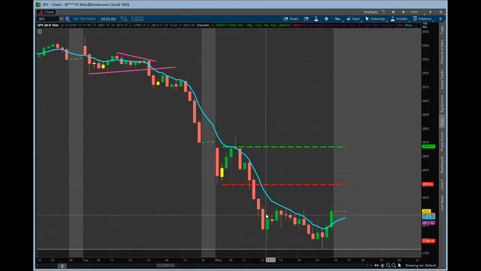Just a great move. It looked like it might have kept going, but they kept on trying to squeeze out anybody who kept on trying to short later in the day, right? So we kept on getting these down moves, then up, down move, and then up at the end of the day.